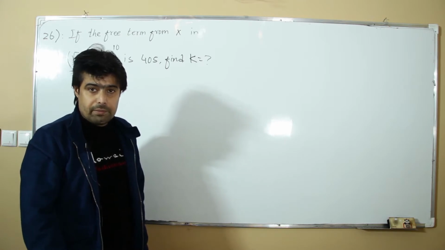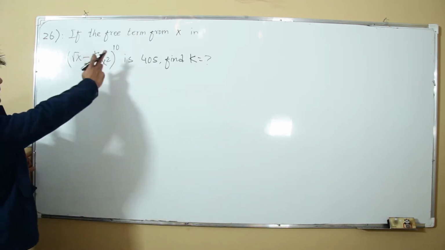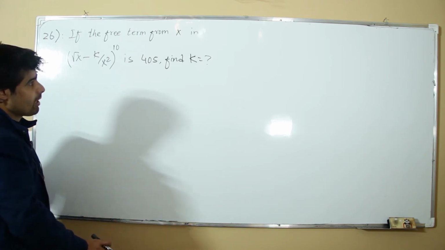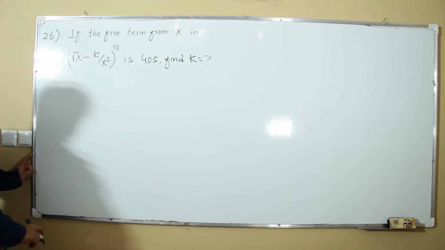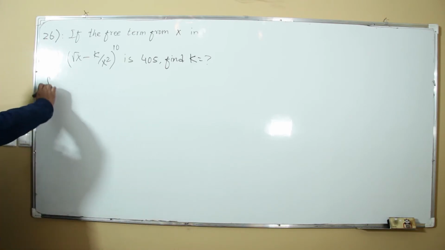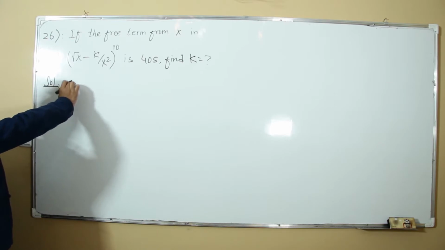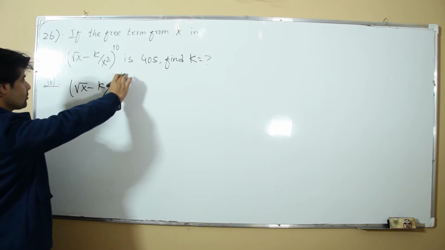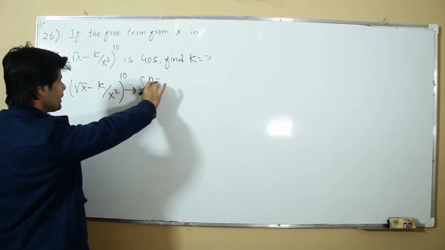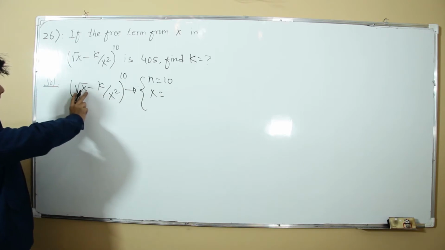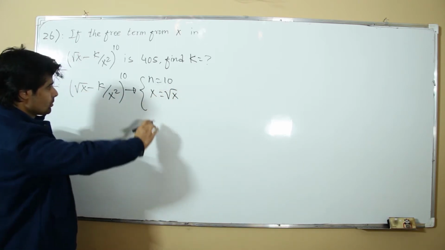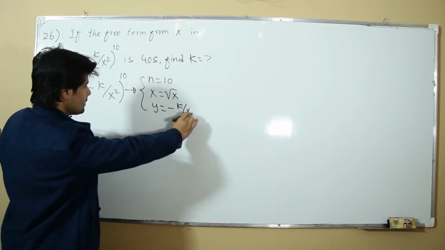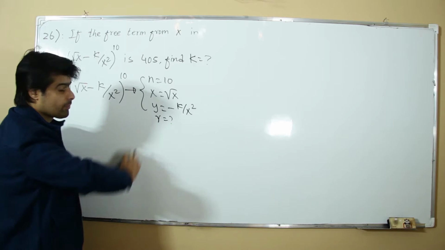Bismillahir Rahmanir Rahim. The question is, if the free term from x in this expansion is 405, then find k. How can you solve this question? One thing that you know: in (root x minus k divided by x square) raised to the power 10, you know n is 10, you know x, which is root x, you know y, which is minus k divided by x square, but you don't know r.